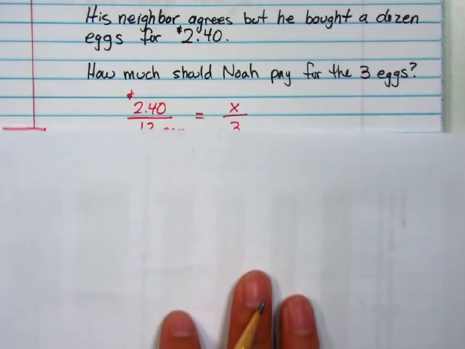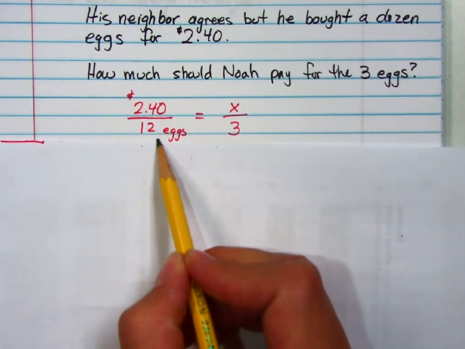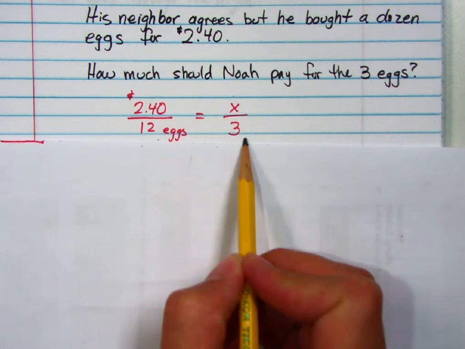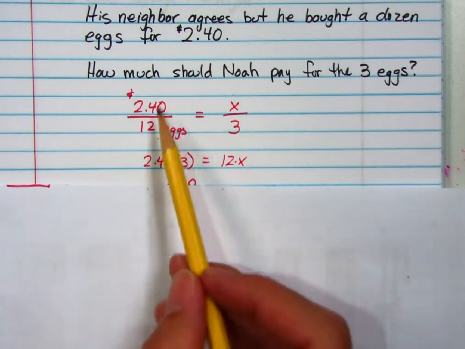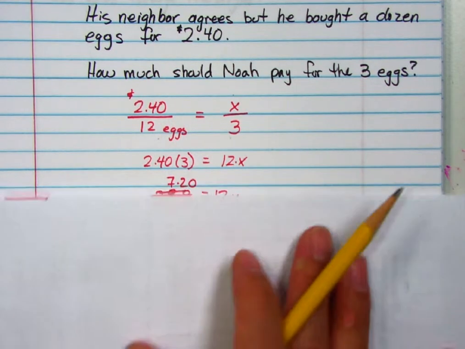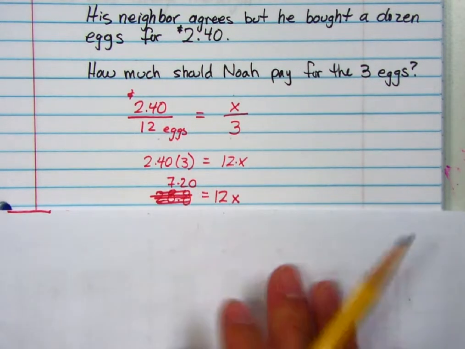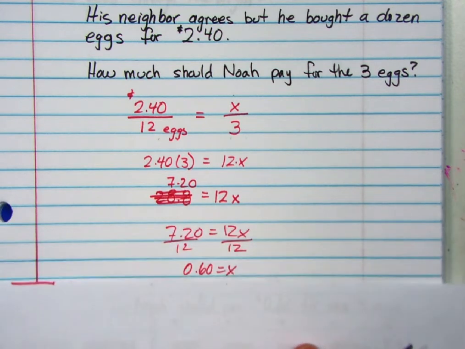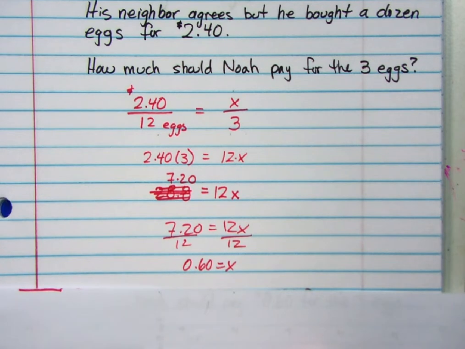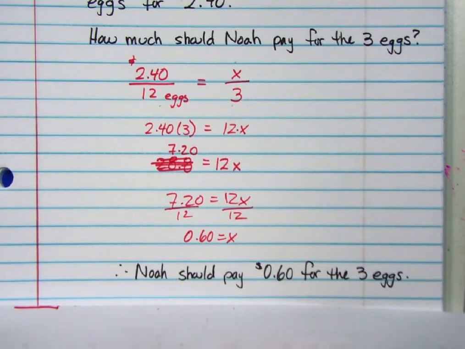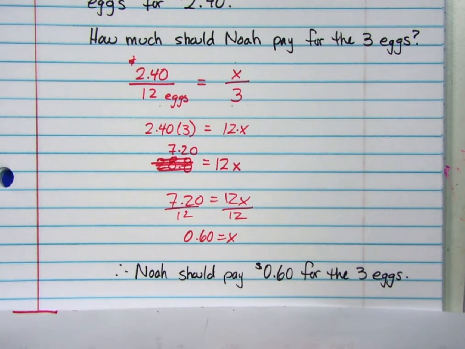So here we go. I know it's $2.40 for 12 eggs is equal to how much for 3 eggs. Okay, so I set this proportion up. I do cross products. 240 times 3 and 12 times x. So that's 720 equals 12x. Divide both sides by 12 and I find out my answer is 60 cents. 60 cents for the 3 eggs. Okay, therefore Noah should pay 60 cents and no more than that for those 3 eggs.